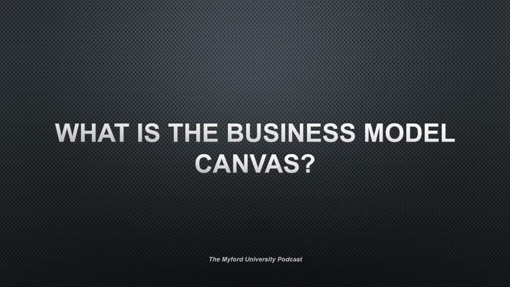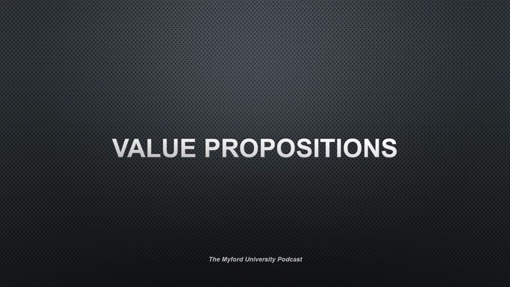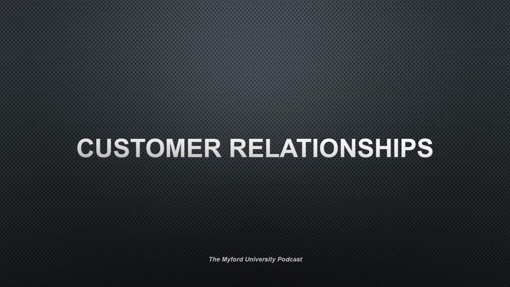So, number 1, it looks at customer segments, okay, who you serve. Number 2, it looks at your value propositions, what you offer them. Number 3, it looks at channels, how you reach them, and the them is customers, remember. Number 4, customer relationships, how you interact and retain them.